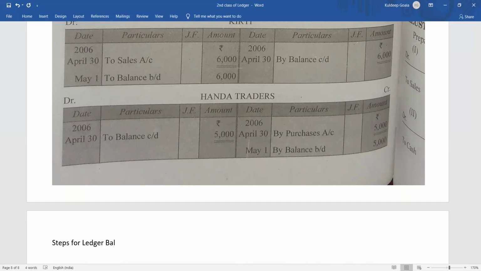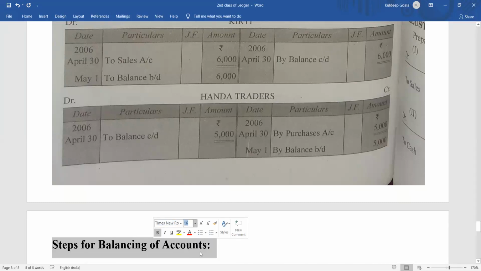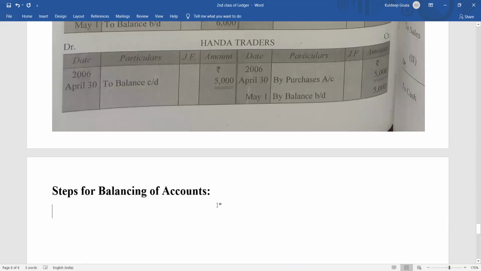Balancing of ledger, or you can say balancing of accounts. Steps for balancing of accounts. This is very important because this is going to be a lead factor for you to do your sums in your higher classes, higher sections. As you go on to the higher classes, you will have a huge need of this type of things. Okay, you will be requiring that.